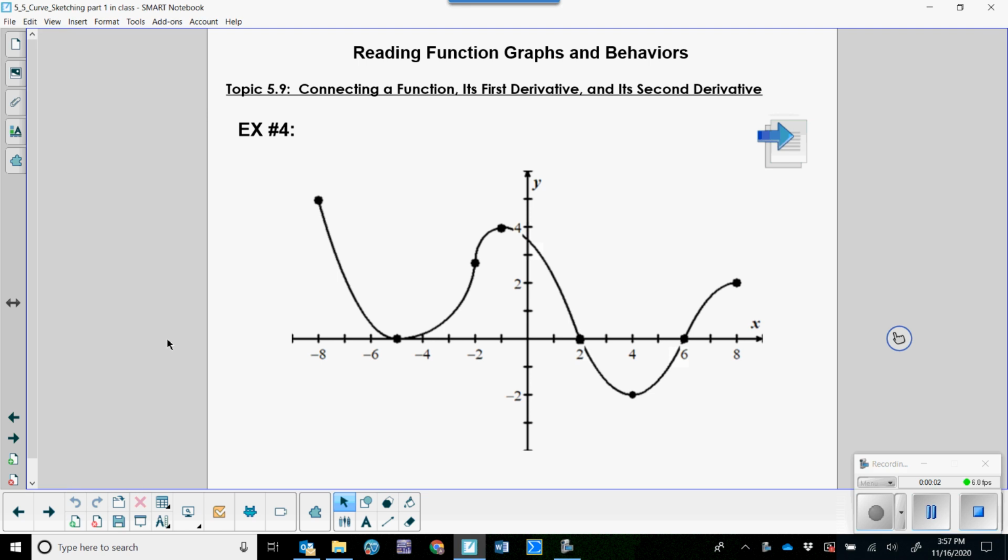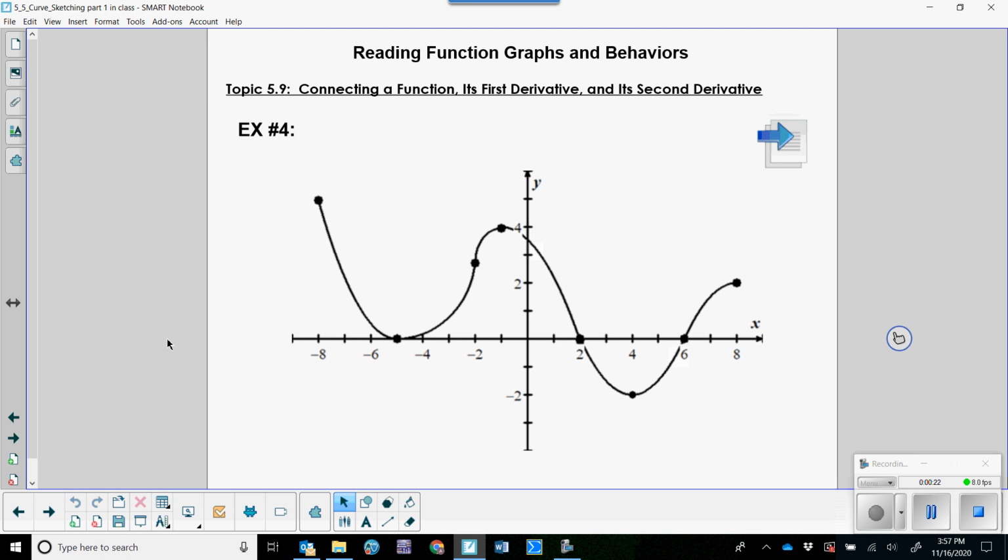All right, so this is a continuation of the curve sketching video from where we started in class. We're going to be on example 4, starting with this video. We're going to connect a function, its derivative, and its second derivative. So we're going to look at this graph.